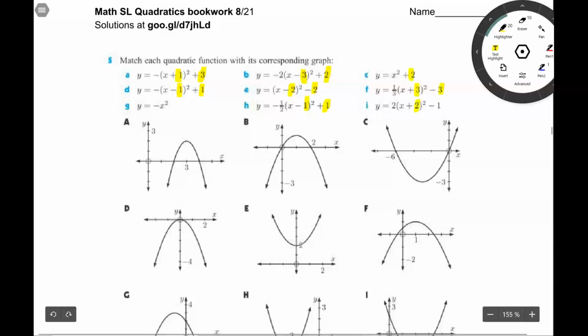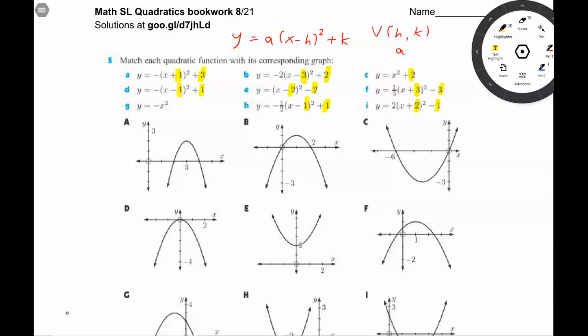Okay, those are all h and k's. Remember that vertex form is y equals a times x minus h quantity squared plus k, where the vertex is h comma k, and a is a parameter which causes the parabola to be wider or narrower. And if you get some weird one like this, which does not seem to have any h's and k's in it, it means that h and k are 0. Okay? So let's try to figure out which one of these is which.